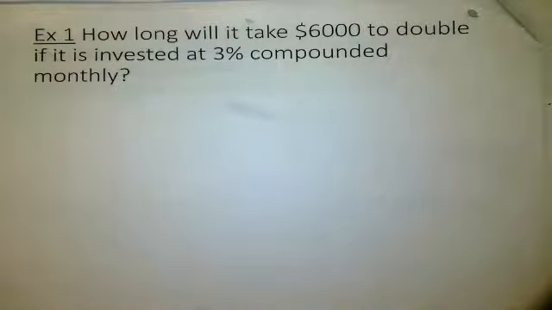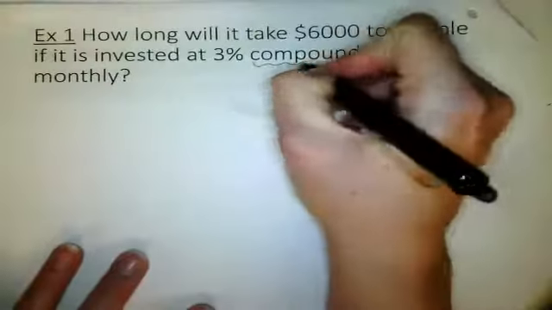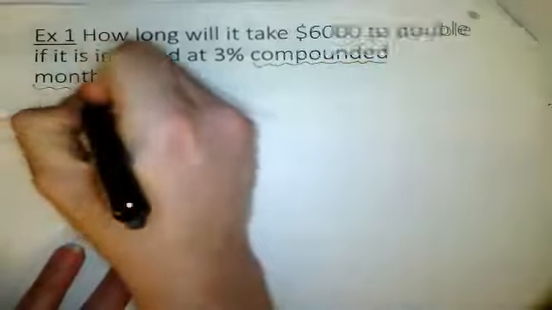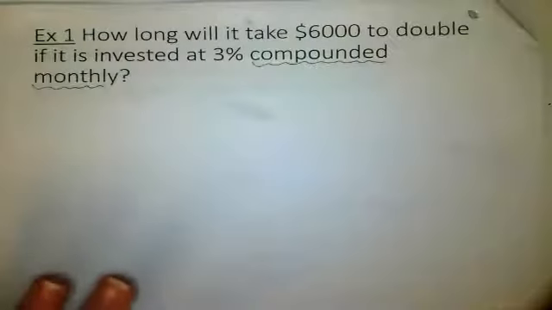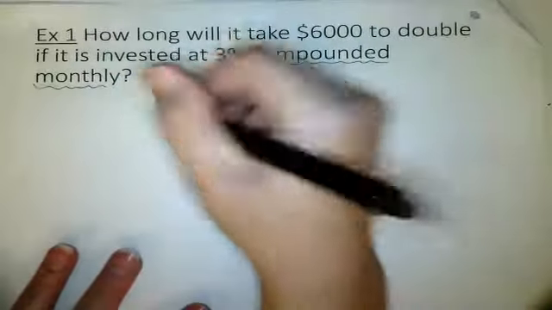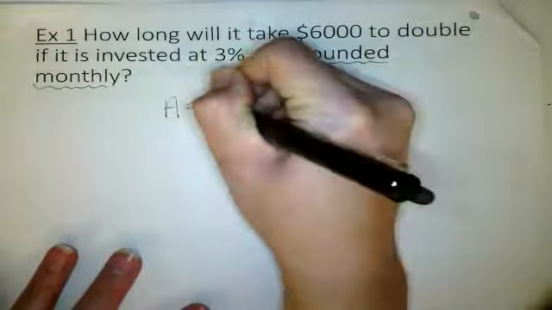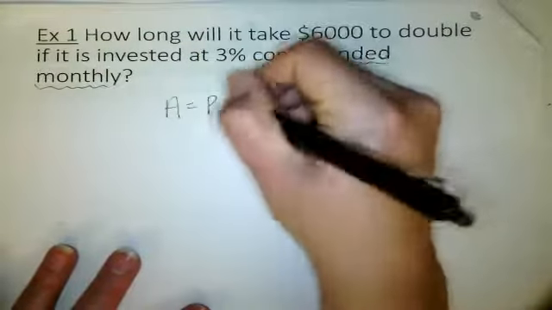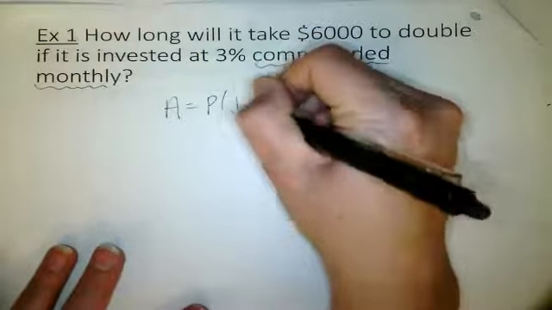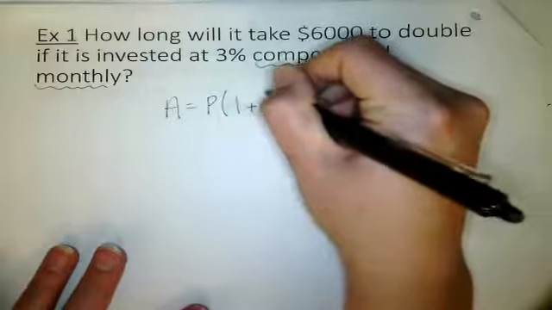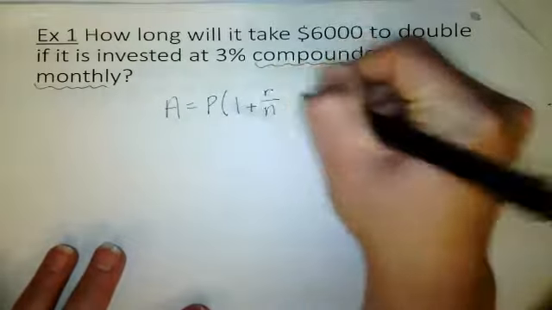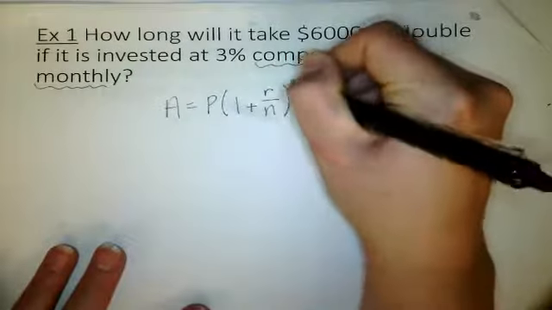Compounded monthly. So keyword identifiers here. If something is compounded monthly, do you remember the formula? One plus r over n, to the nt.